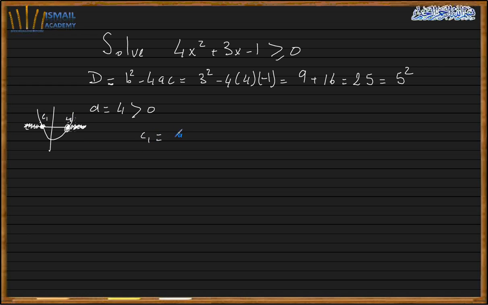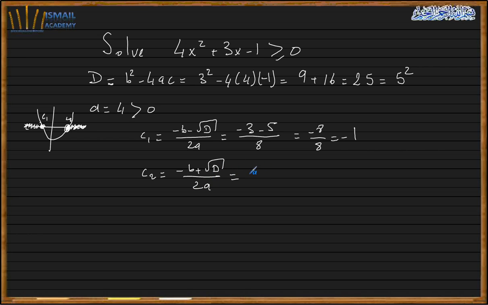So I know that C1 will be minus b minus the square root of the discriminant over twice a, which is minus 3 minus 5 over 8, which is minus 8 over 8, which is minus 1. And C2 will be minus b plus the square root of the discriminant over twice a, which is minus 3 plus 5 over 8. So here it's going to be 2 over 8, which is 1/4.